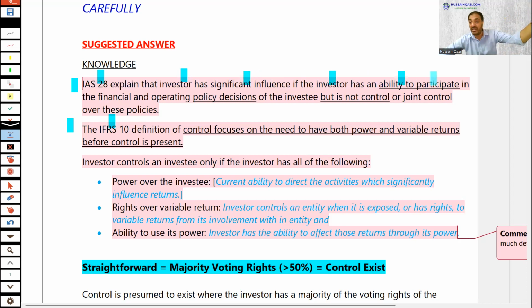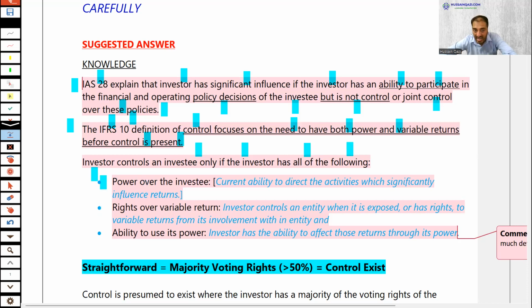If the investor has the ability to participate in the decision making policies, like financial and operating policy of the investee, but not control or joint control. Simple words. And IFRS 10 defines control, focusing on the need to have power and variable return before control is present. An investor controls an investee if the investor has the following: power over the investee, rights over variable return, and the ability to use its power. That's simple.